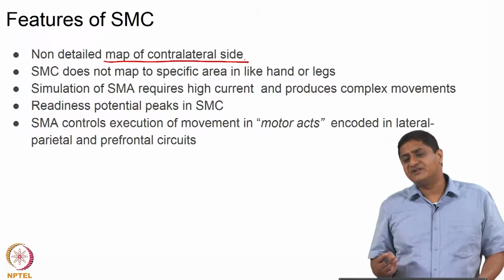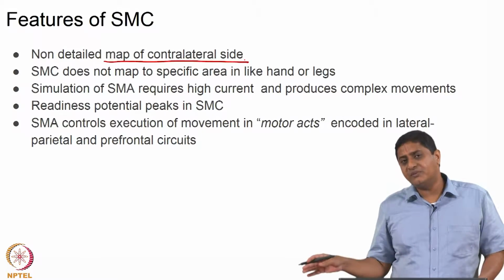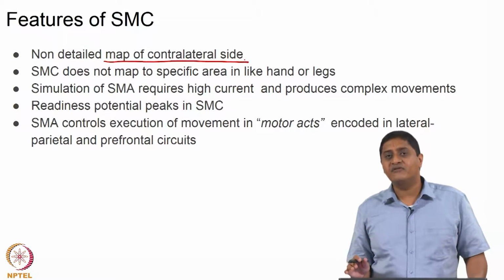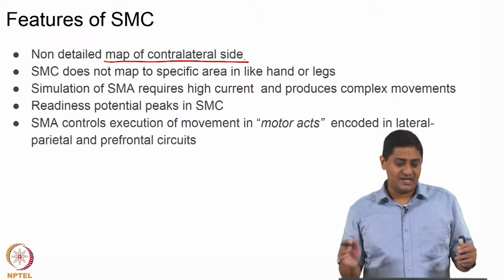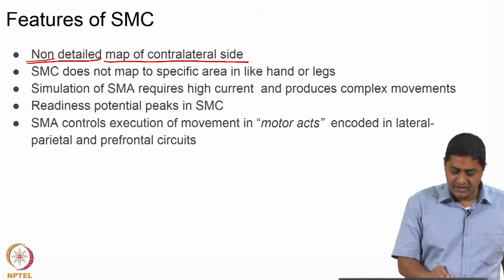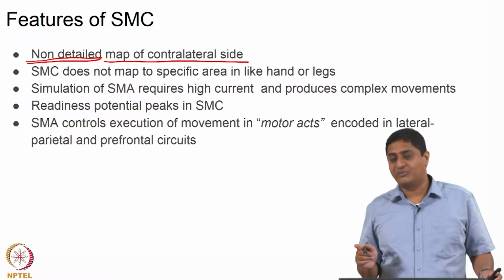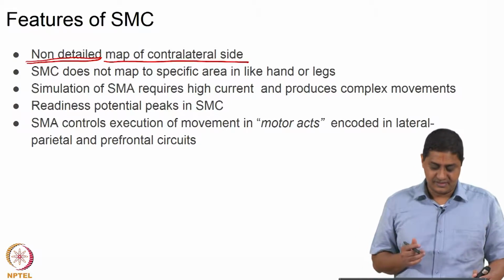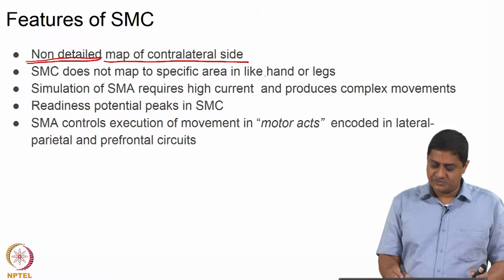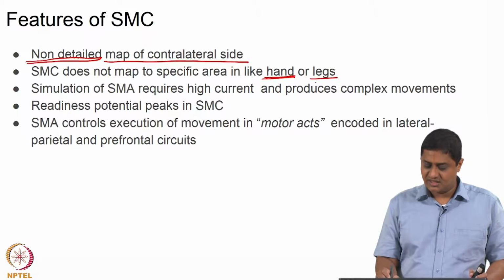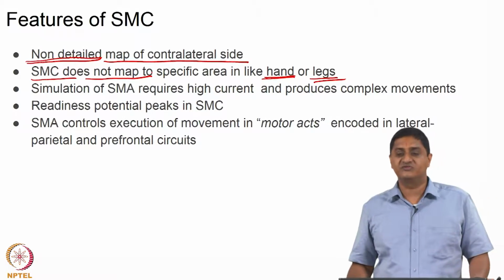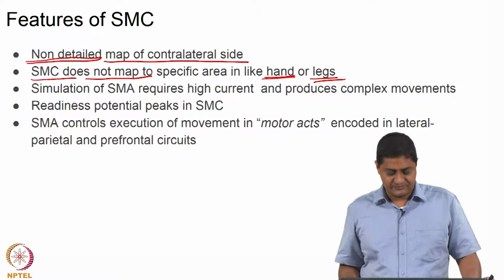Crucial to note is the difference between the map that is found in the primary motor cortex and the map that is found in the supplementary motor cortex. In the primary motor cortex, you have a detailed map, right. In the supplementary motor cortex, what you have is a relatively non-detailed map of the contralateral side of the body. So, this is different, right. And unlike the primary motor cortex, which maps to specific areas such as hand and legs, the supplementary motor cortex does not map to specific areas such as hand and leg, right.